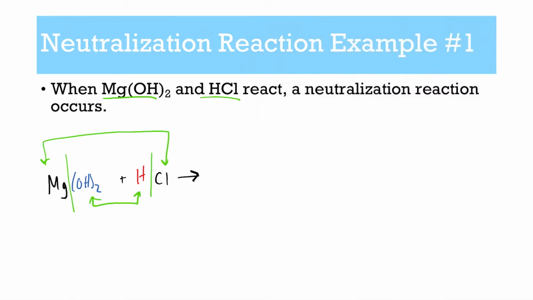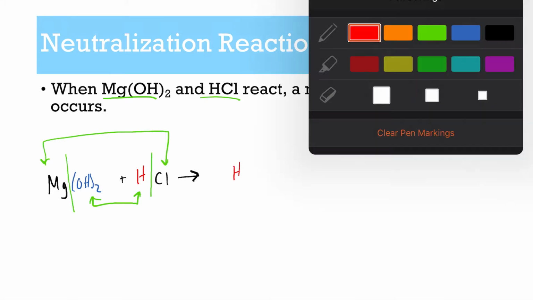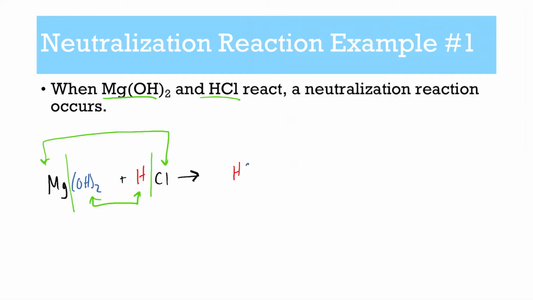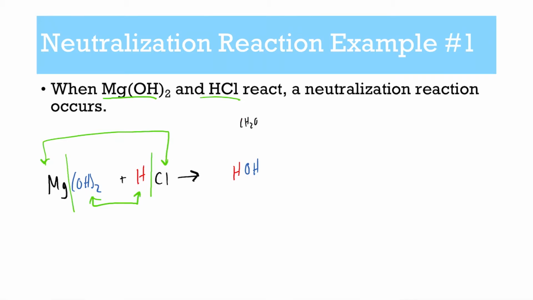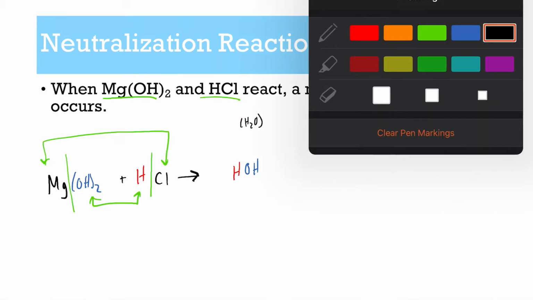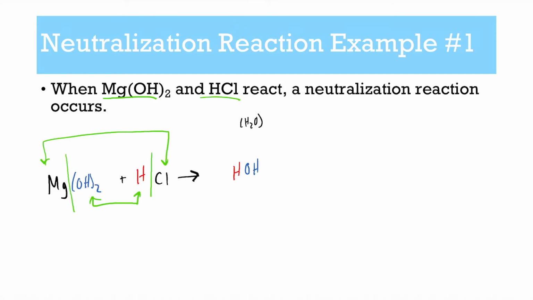Now, with this, I like to write water. We know water is H2O, but I'm going to write it like this: HOH. That's still H2O. But here it's easier to see where the O is and where the OH is and where the H is coming from. So this red H comes from there.